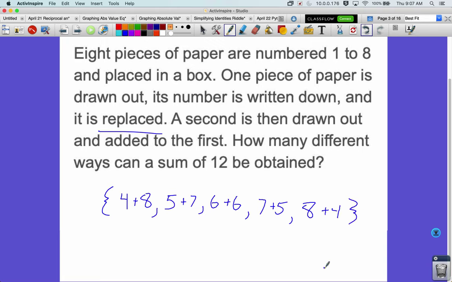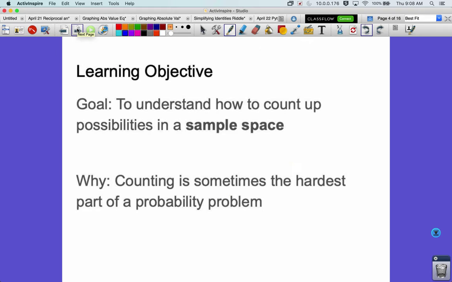All right, so this right here, all we're doing is counting up possibilities. This is often the hardest part of a probability problem, making sure you didn't miss one. And it gets much harder when you can't list them out and you have to rely on math to make sure you've counted them all. So our goal today is to understand how to count up possibilities in a sample space. And why are we doing this? Just like I said, counting is sometimes the hardest part of a probability problem.